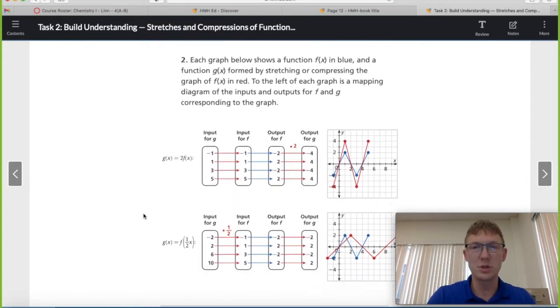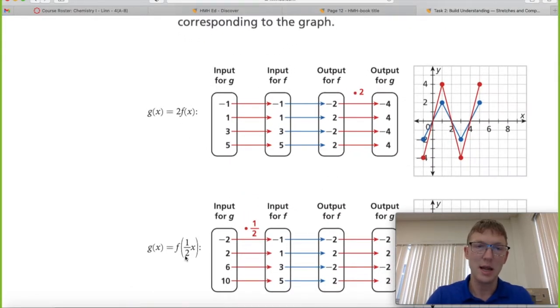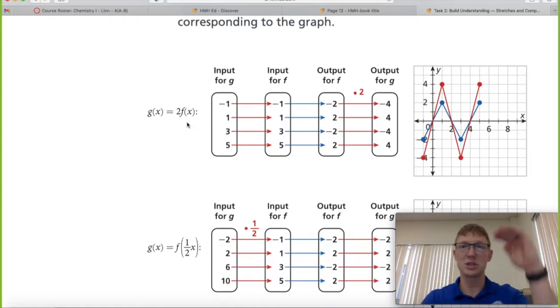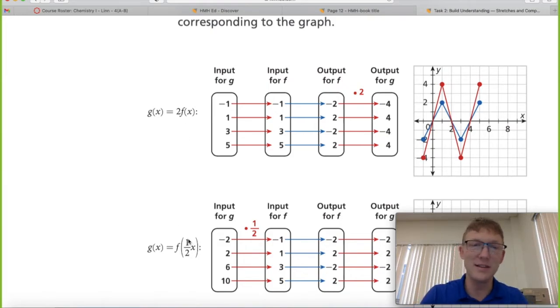And so the way we would show that is using our multiplication and our division. But notice how this is multiplication outside of f of x. This is division on the inside of f of x. So just like we had before, things that happen on the outside of f of x change the y, the y dynamic, if you will. And things on the inside of f change the x, or the inputs that are going to go into the function.